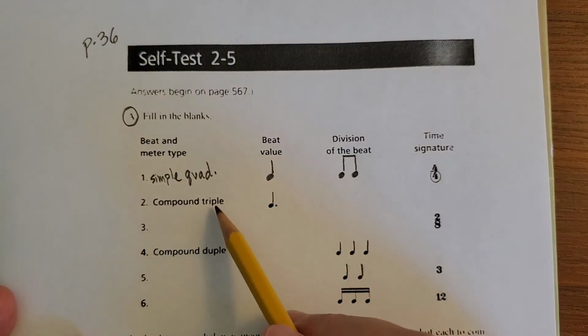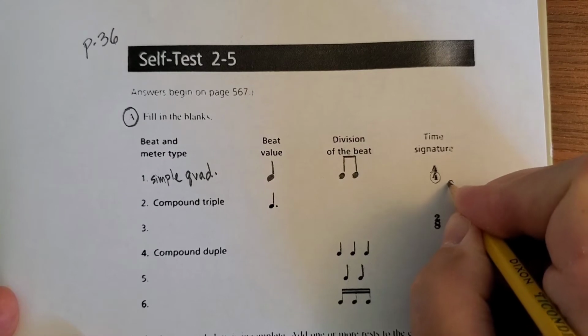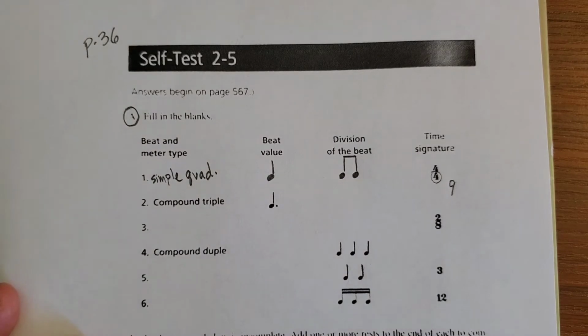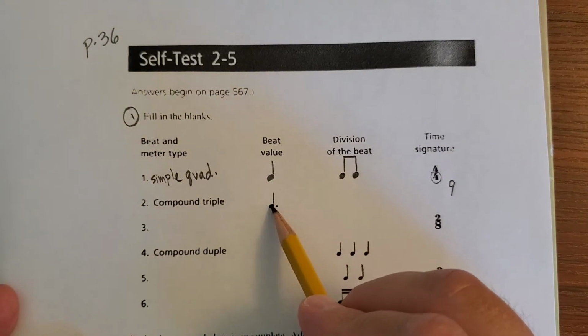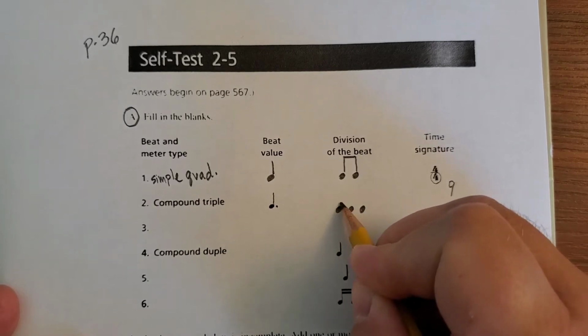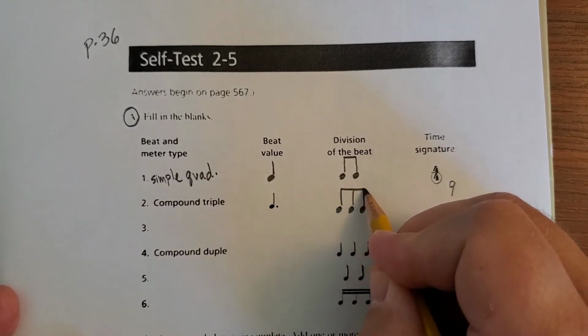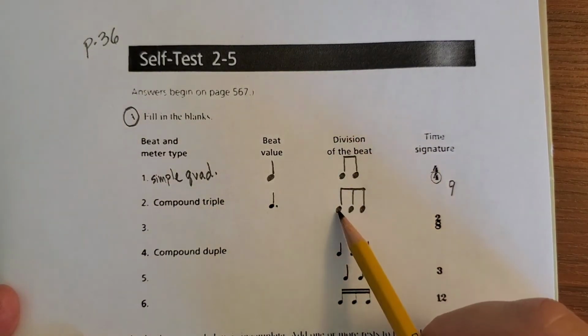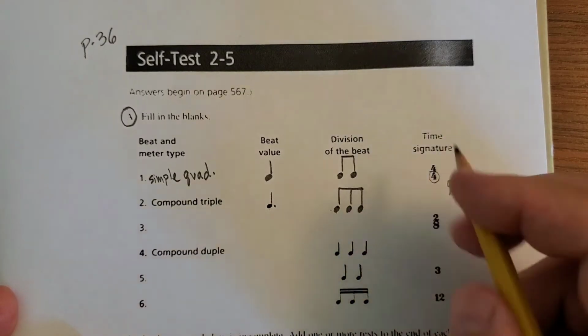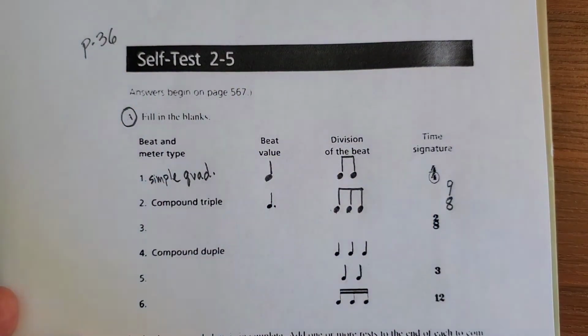Well, if it's compound and it's triple, that means the top number of my time signature is 9, right? Compound meters have a 9 or a 6 or a 12. 6, 9, or 12 is the top number of the time signature. Okay, now, if the beat is a dotted quarter, the division is going to be 3 eighth notes. Compound meters always have a division of 3 values. So 3 of those goes into one of these. And the bottom number of my time signature is an 8 because it represents the division of the beat. 8 corresponds to eighth note.